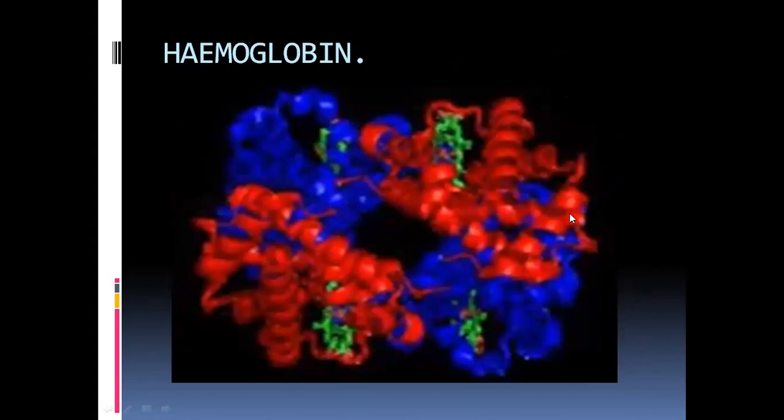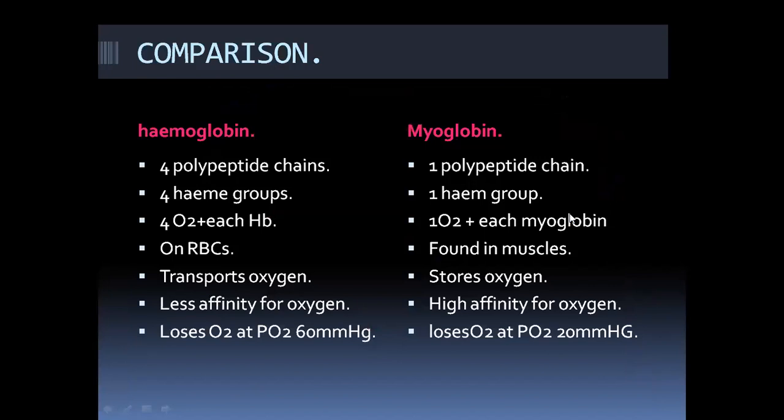Now, next, the comparison. This is very, very important. Note down this. Take the screenshot if you want. Take out your registers and note them down. Okay? First of all, hemoglobin is a 4 polypeptide chain.